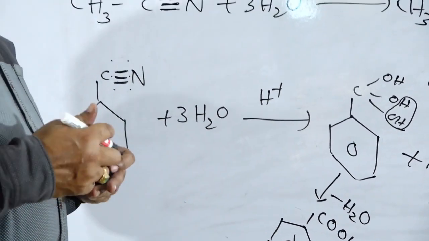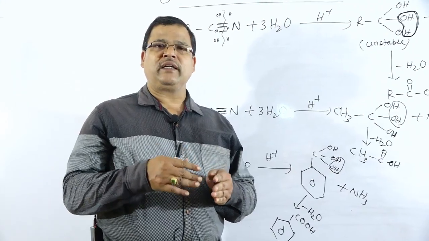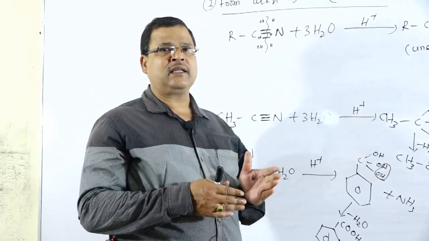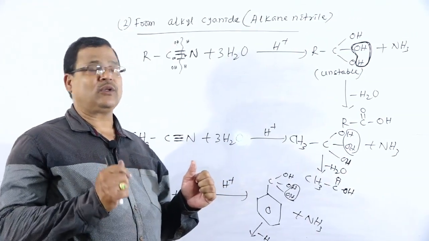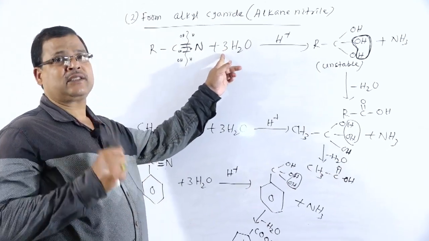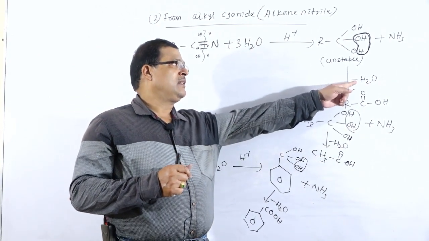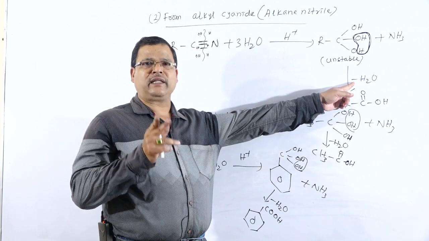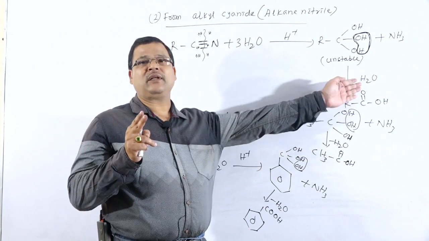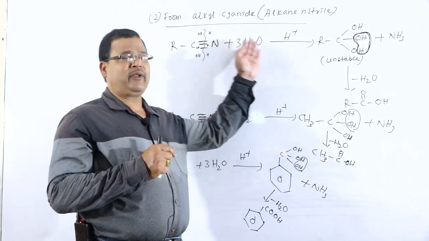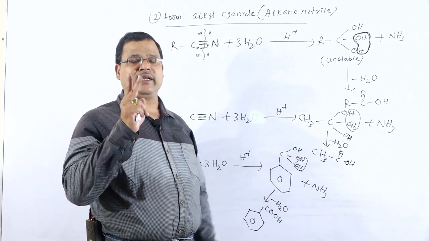One of the important short questions here: how many water molecules are required during the hydrolysis of alkyl cyanide or alkane nitrile to form alkanoic acid? The answer is 2, not 3. Why? 3 water molecules are required, but 1 water molecule is removed. So during this reaction, the net water molecules required is 2. 3 water molecules we have added, but 1 water molecule has been lost, so the answer is 2.